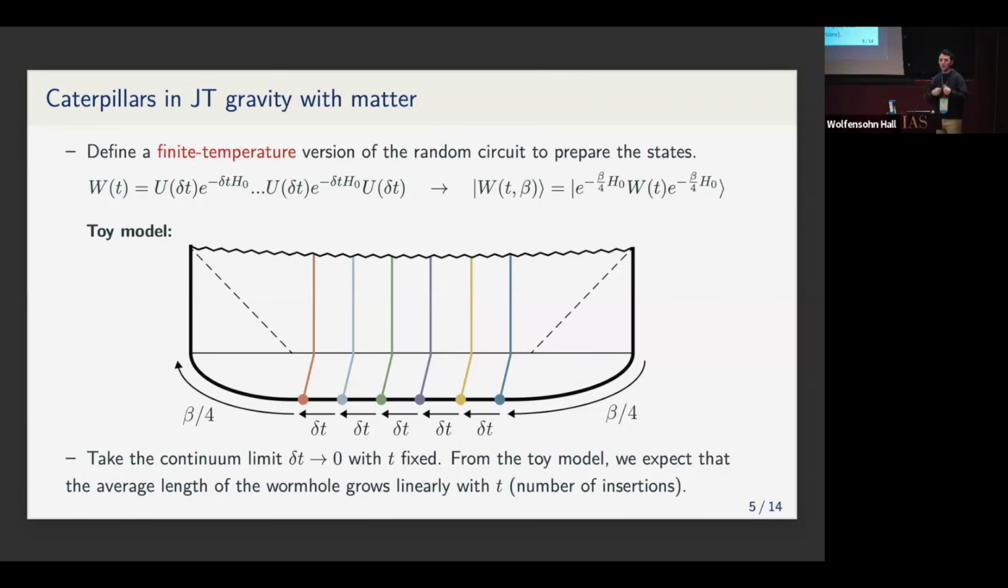Essentially, this happens from a central limit theorem kind of argument, where the length of the wormhole is statistically distributed as a Gaussian random variable with some average value and with some variance which is suppressed by the number of insertions. Okay, this is just the heuristic picture.